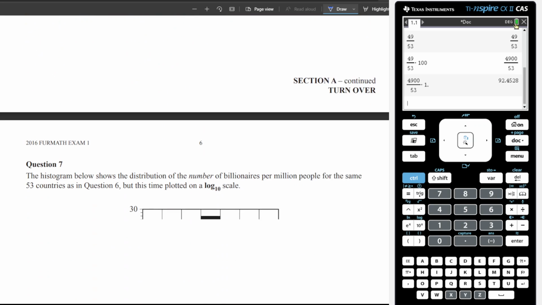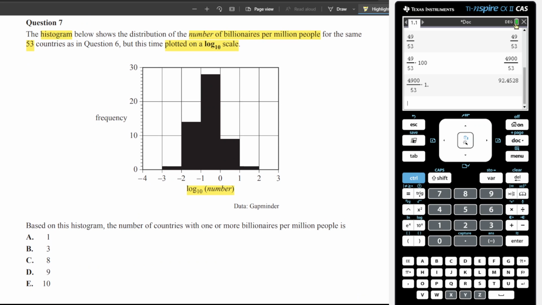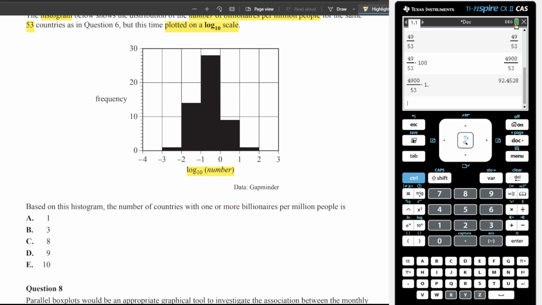Okay, let's keep going. Question 7. Again, we're dealing with a histogram. So the histogram below shows the distribution of, again, the number of billionaires per million people for the same 53 countries in question 6, but this time plotted on a log 10 scale. So you can see the log 10 based on the number of billionaires. Based on this histogram, the number of countries with 1 or more billionaires per million people is what?